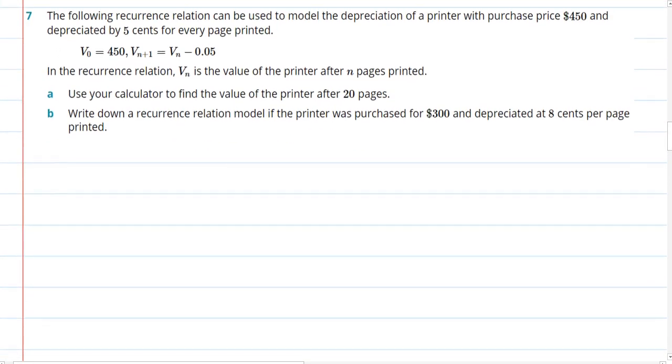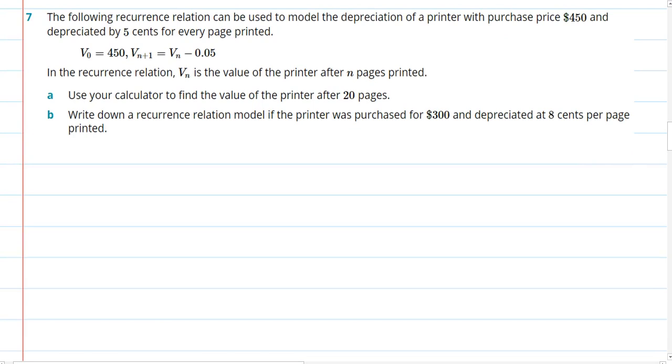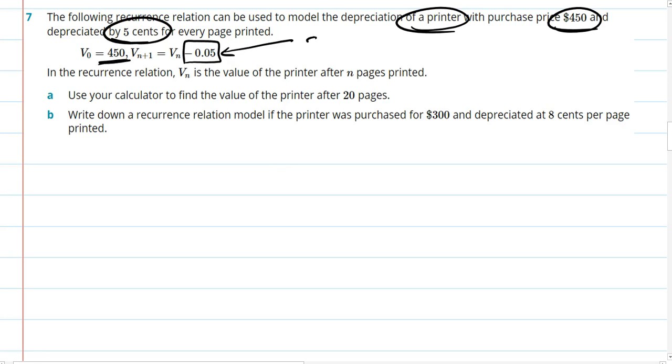Finally, the last kind of fixed rate depreciation. There's two kinds, flat rate and unit cost. Unit cost is how often something gets used. So this time we've got a printer that was purchased for $450 and depreciates by 5 cents for every page printed. Notice here the value is 0.05 because this is in dollars, so that also needs to be in dollars, which is $0.05 for 5 cents. N is the number of pages printed.